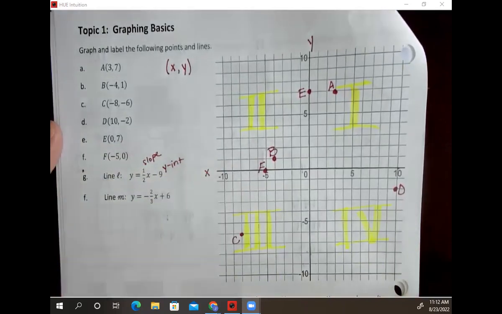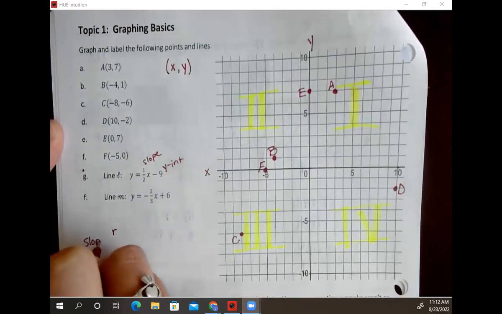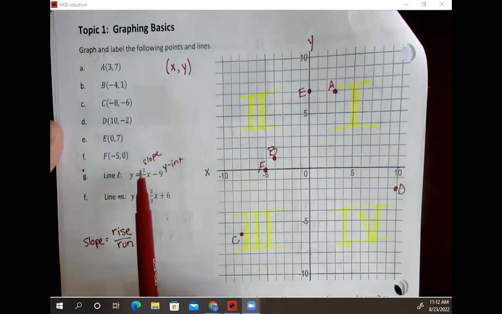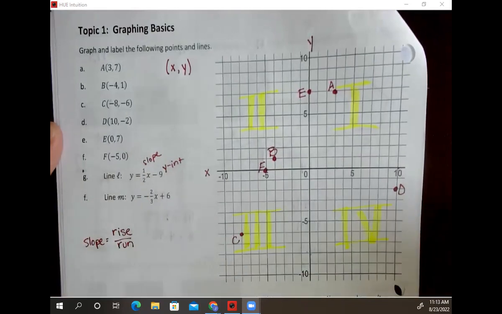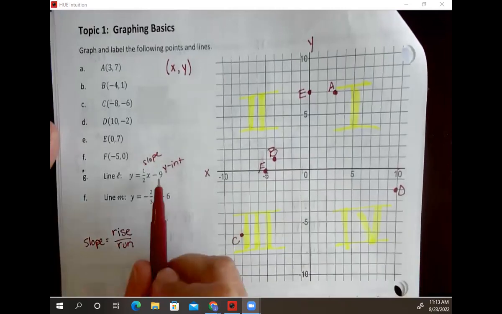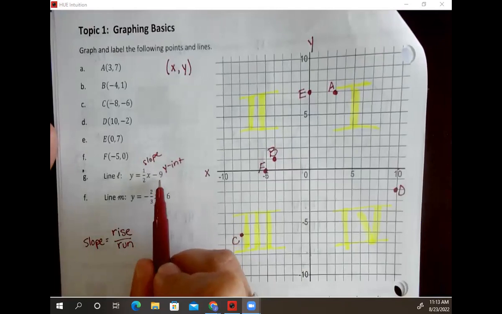Okay. Remember that slope, we can think of as rise over run. So when slope is given as a fraction, that top part refers to how far I go up or down, and the bottom number refers to how far I move forward. So as I'm looking at graphing some lines, remember we want to start with the point that we know, which in this case would be the y-intercept.